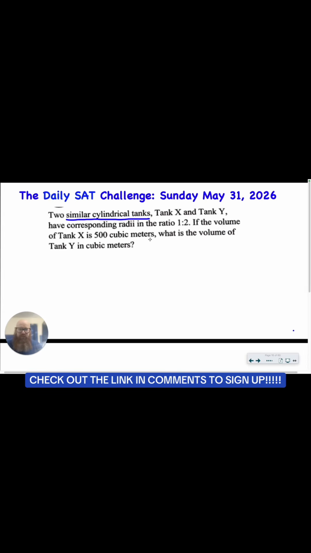So if they're in ratio 1 to 2, that means, in the radii, so that's a single dimension, the radius going from the smaller one to the bigger one is getting multiplied by 2. So k equals 2. I just use k for the scale factor, by the way.